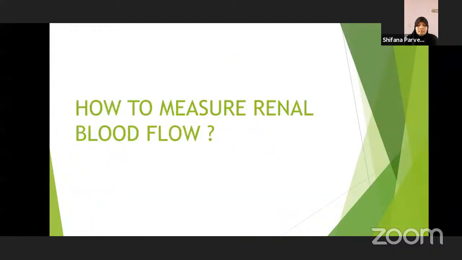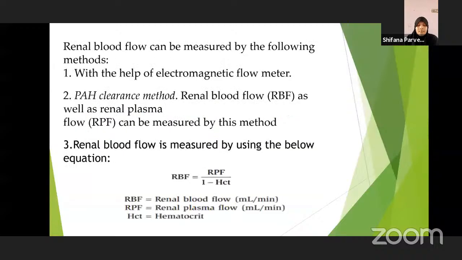How to measure renal blood flow? Renal blood flow can be measured by the following methods. First, with the help of an electromagnetic flow meter. The second one is the para-aminohippuric acid clearance method, which is also used to measure renal plasma flow. Renal blood flow is also measured using the equation: renal blood flow equals renal plasma flow divided by 1 minus hematocrit, or packed cell volume.